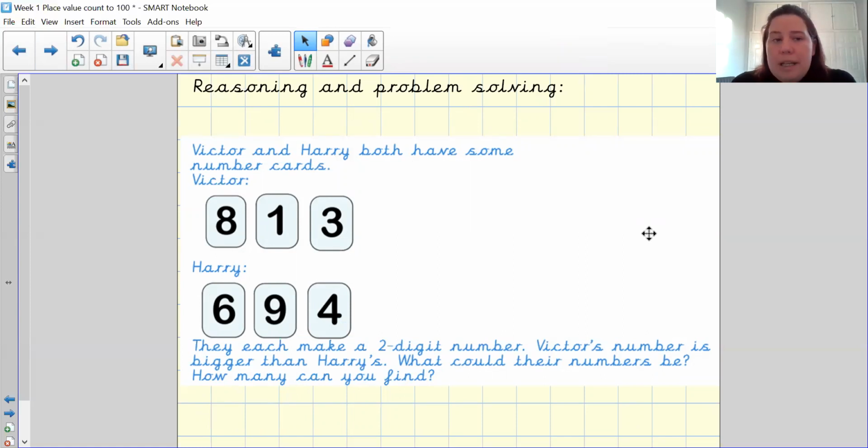And then we're going to move on to a reasoning problem. So I would like you to make these cards for Victor and Henry, and then I would like you to rearrange them and try and make some numbers for me. Okay, so Victor and Harry both have some number cards. They each make a 2-digit number, so that's a number that has 2 digits. Victor's number is bigger than Harry's. What could their numbers be, and how many can you find? So there's more than one right answer for this. So this is something that you'll have to trial and error and try and use your place value grids to help you as well. Okay, I'm looking forward to seeing all the fantastic work you're uploading for this one, because this is quite a challenging question.